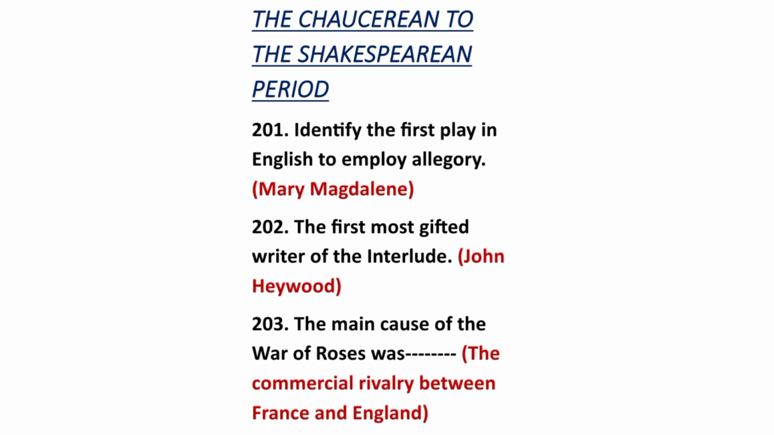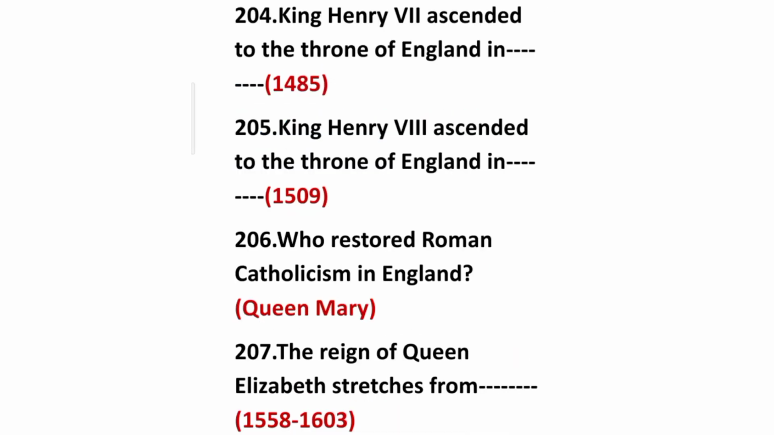Identify the first play in English to employ allegory. Mary Magdalene. The first most gifted writer of the interlude: John Haywood. The main cause of the War of Roses was the commercial rivalry between France and England. King Henry VII ascended to the throne of England in the year 1485. King Henry VIII ascended to the throne of England in the year 1509.